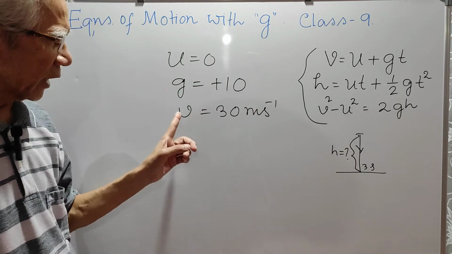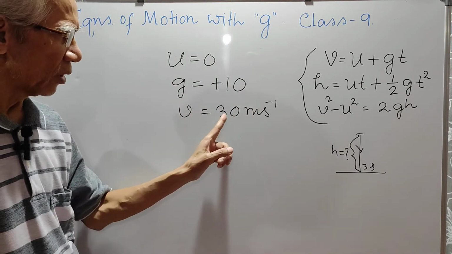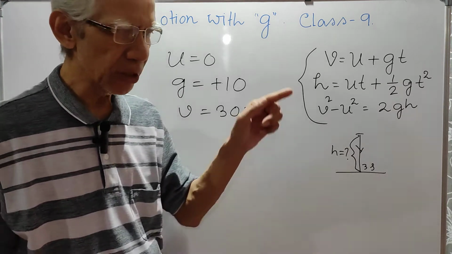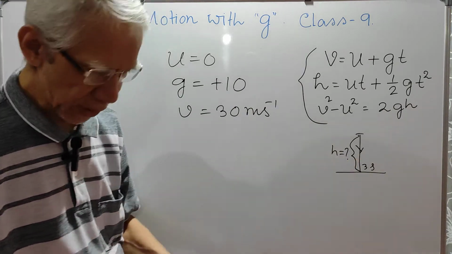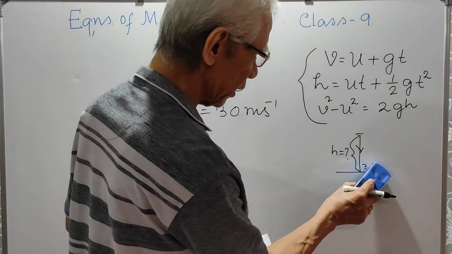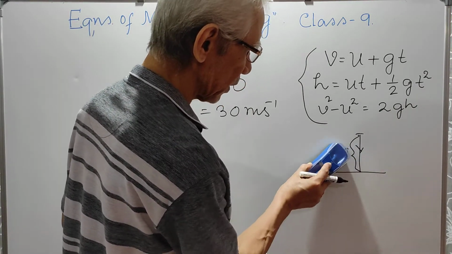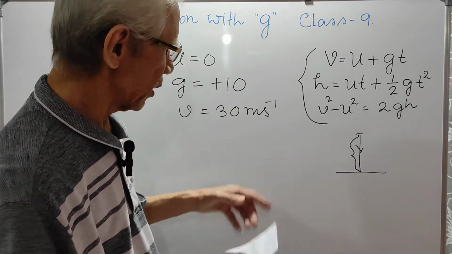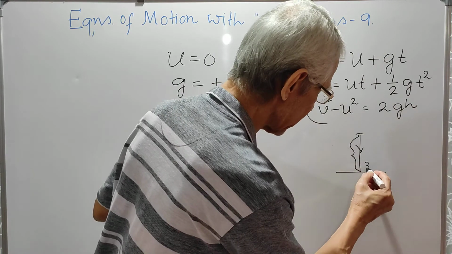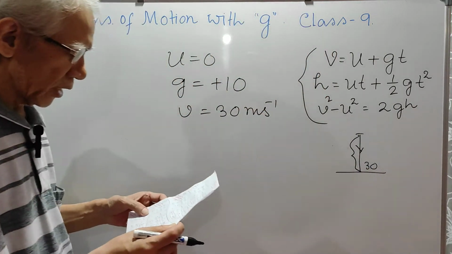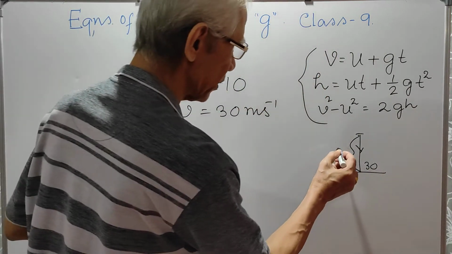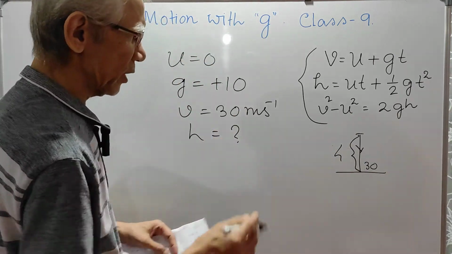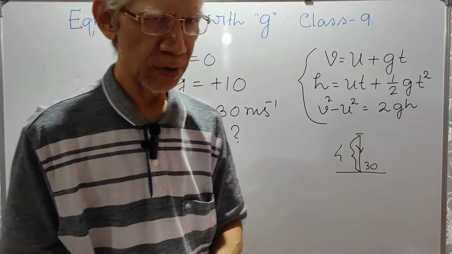Then it is given that the body hits the ground with this velocity. This is the final velocity with which the body hits the ground. The body hits the ground with what velocity? 30 meter per second. Now the question is, what is the height from which the body was dropped?